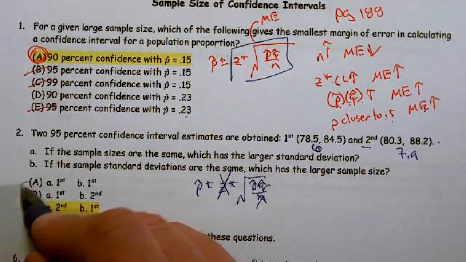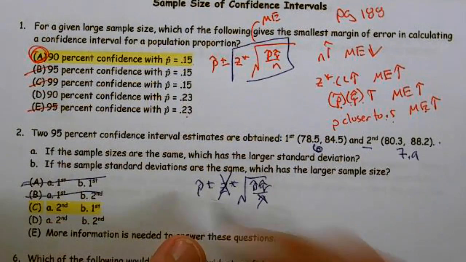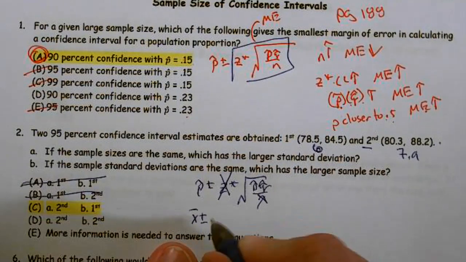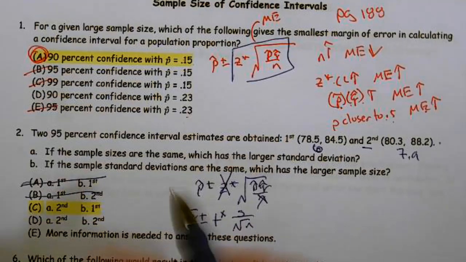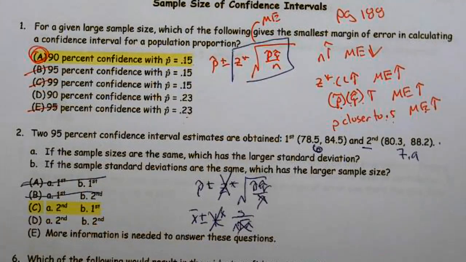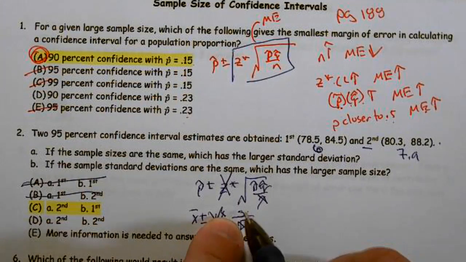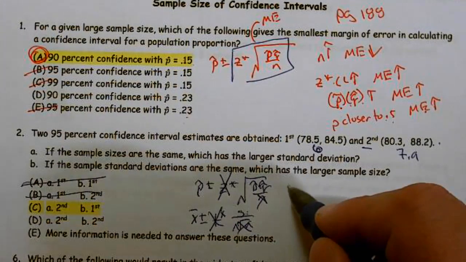So that gets rid of this one and this one. Now, I could have also looked at this from the standpoint of a T star: X bar plus or minus T star, S divided by the square root of N. Well, they told me 95%, so this doesn't have an impact. They told me my sample size isn't going to have an impact because they're both equal. So which one's going to have the larger standard deviation? Well, that's the one that's most spread out. And why? Because it's in the numerator. So as the standard deviation goes up, the margin of error goes up. So that takes care of the first part.